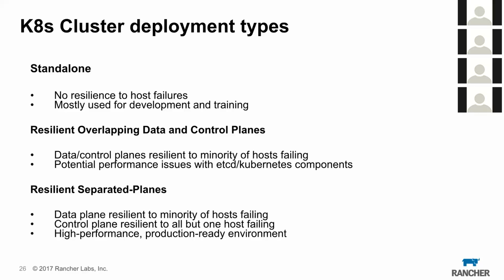And the last deployment type would be that you separate the data plane. The data plane is etcd basically in Kubernetes, and the control plane would be all the Kubernetes services like the API. So in the resilient separate plane approach, you would deploy the etcd services on their own host, and then the Kubernetes services also on their separate hosts. That would be the most resilient approach for a production environment.